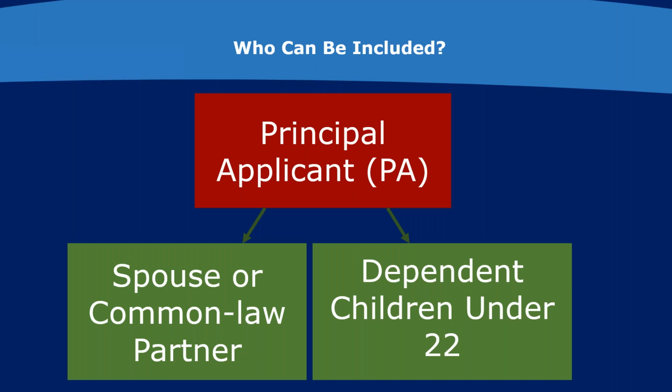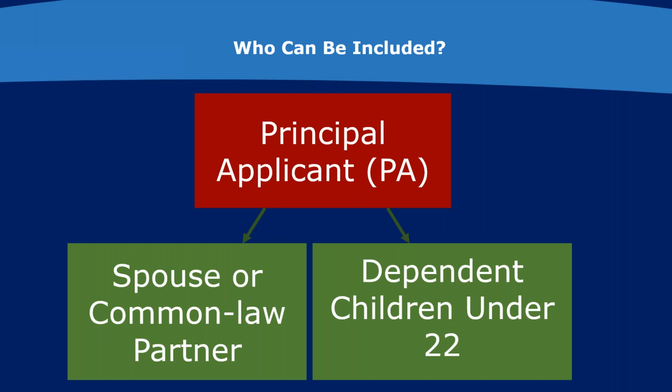So when you're preparing an application package, you'll have the principal applicant, who can be anybody over the age of 18, the principal applicant's spouse or common law partner, and any dependent children under the age of 22. If you're preparing an application package for a family and there are people that do not meet this definition of a family, they need to have a separate application package.